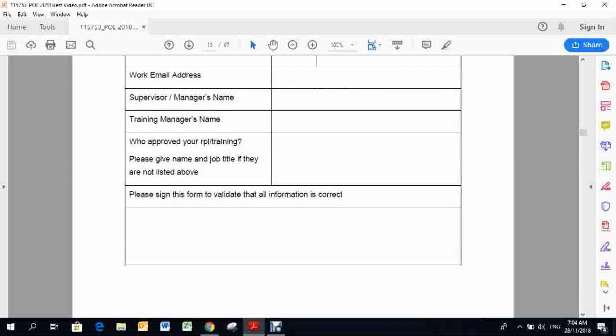When you're done with the form, you don't need to forget to sign in this box. So put your signature in that box.